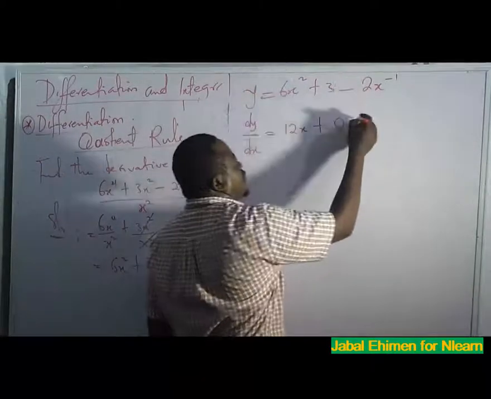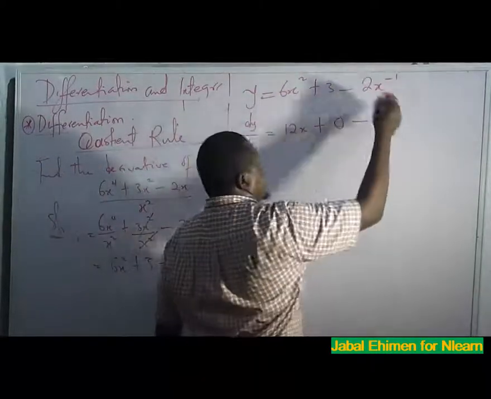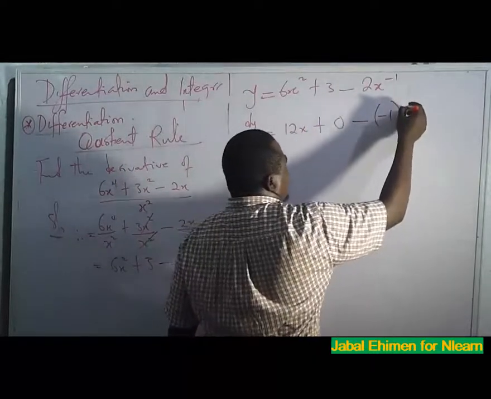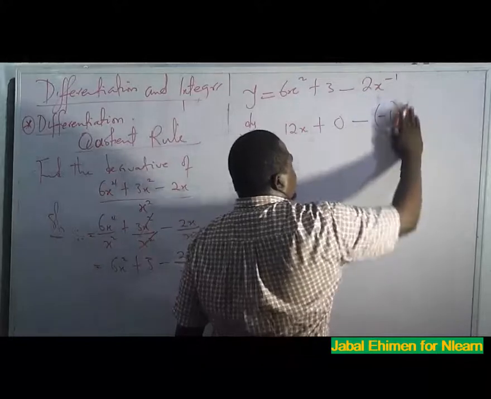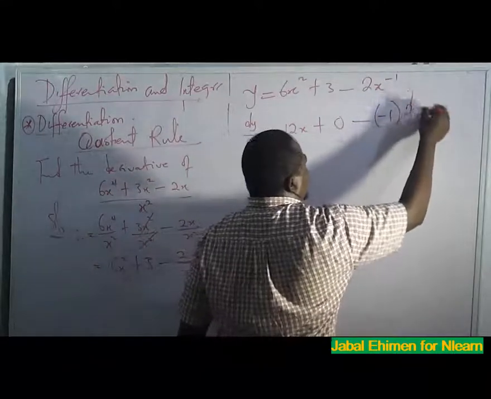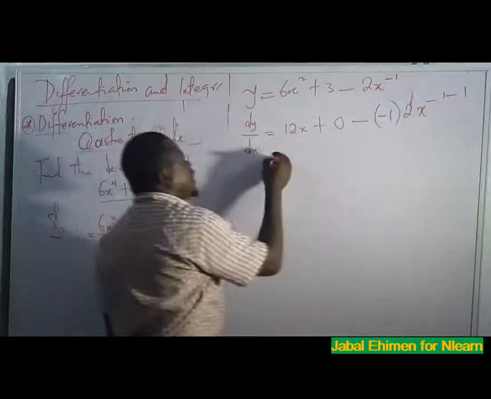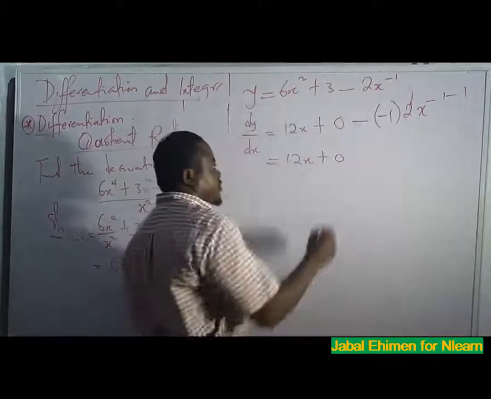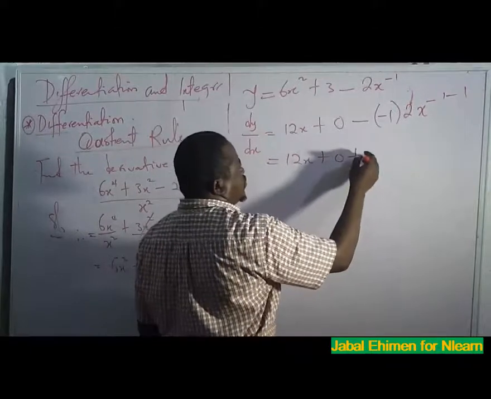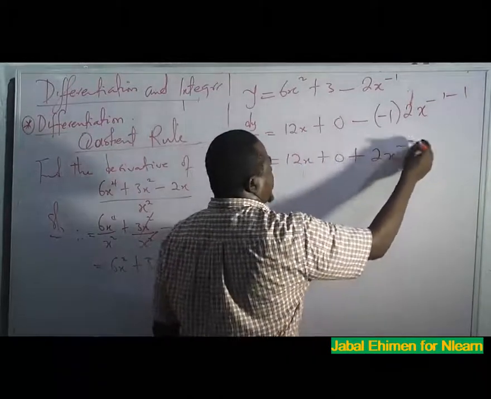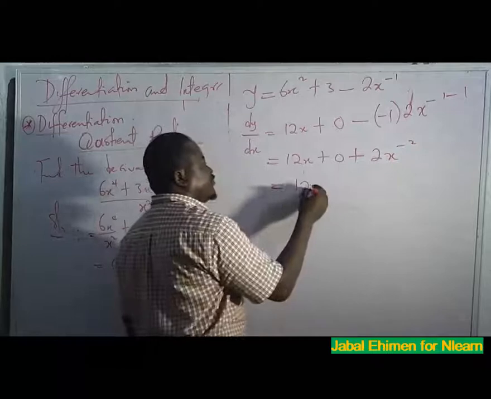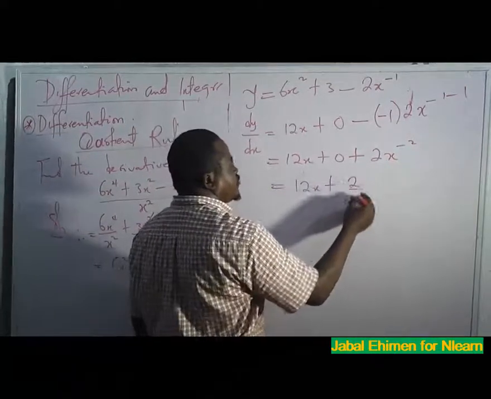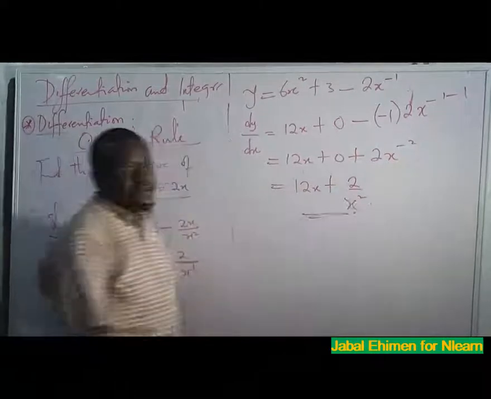So, now, minus this. That takes that forward. That becomes minus 1 times the 2, times the 2. Then you have x to the minus 1 minus 1. That becomes 12x plus 0, minus as plus. So that gives me plus 2 x raised to power minus 2. Finally, I'll have 12x plus 2 over x squared. So that's the value for the dy dx.